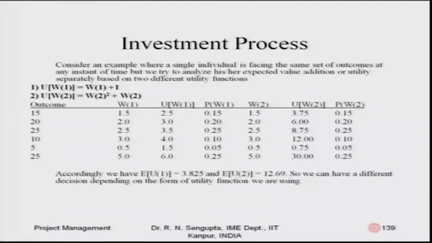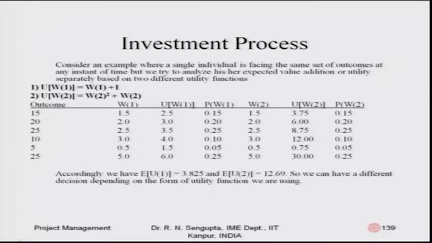Let us consider a third explanation, or a different time to explain the concept. Consider an example where a single individual is facing the same set of outcomes at any instant of time, but we try to analyze his or her expected value based on the utility function. This is the first time we are trying to do that for explanation; we will consider different examples later on where the utility functions are different. In bullet point 1, the utility function is simply a linear equation, W plus 1, and the second bullet point is a quadratic one, that is (W plus 2) whole square, plus W. So, you have the outcomes again.